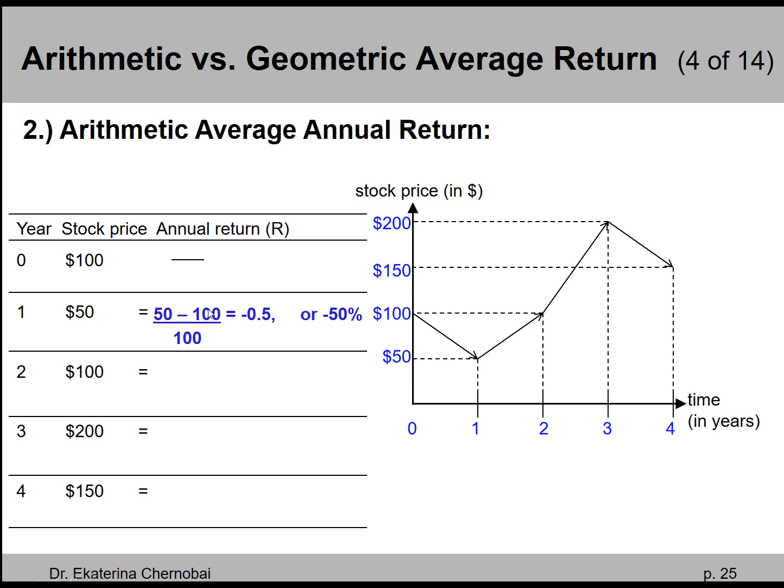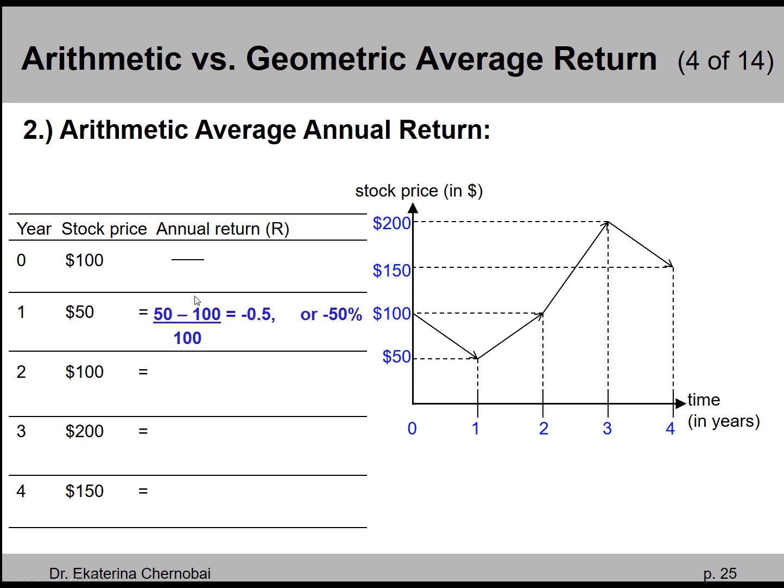So 50 minus 100 is negative 50. We take negative 50, divide by 100, and get negative 0.5. That's in decimals. It's the same thing as a negative 50% return if you convert it into percent. So a 50% decrease in your investment value.